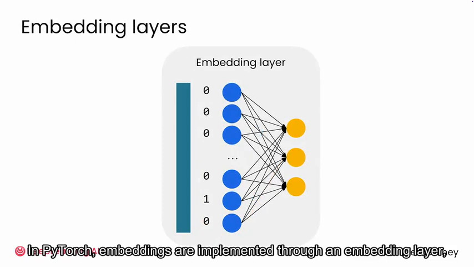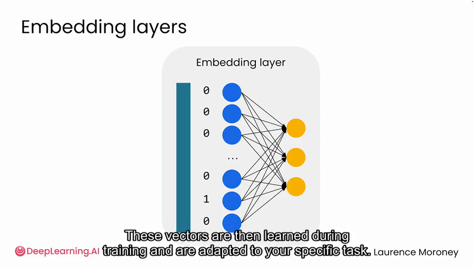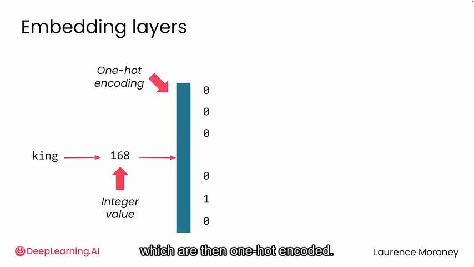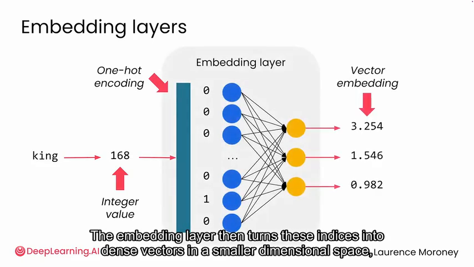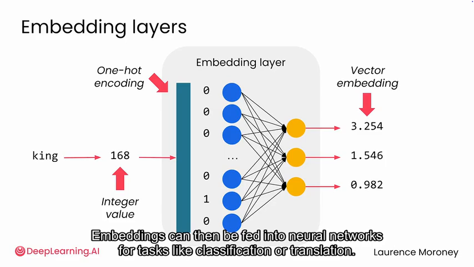In PyTorch, embeddings are implemented through an embedding layer, which basically acts as a lookup table that maps token IDs to dense vectors. These vectors are then learned during training and are adapted to your specific task. The process to create embeddings typically begins by assigning integer IDs to words, which are then one-hot encoded. The embedding layer then turns these indices into dense vectors in a smaller dimensional space, reducing the input dimensions to try to capture the semantic meaning. Embeddings can then be fed into neural networks for tasks like classification or translation.